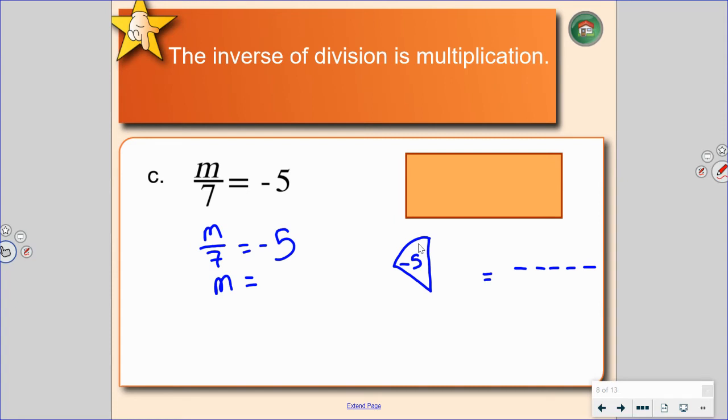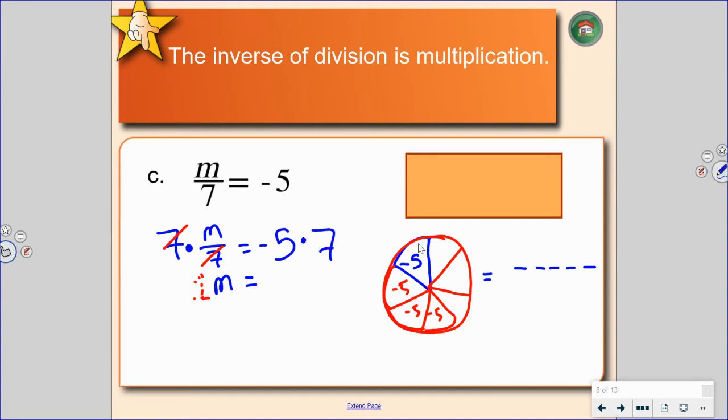Well, if that part is -5, then so is this part, and so is this part, and so is this part. And naturally, if we want the full size, we're going to need 7/7, and of course 7/7 will make the whole. But we're also going to need 7 -5s, because each of those parts is -5. And of course 7 -5s is -35.